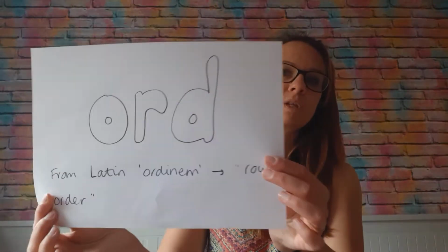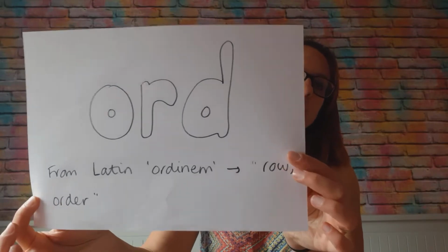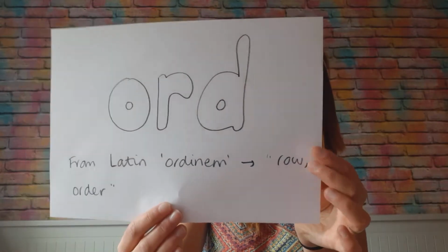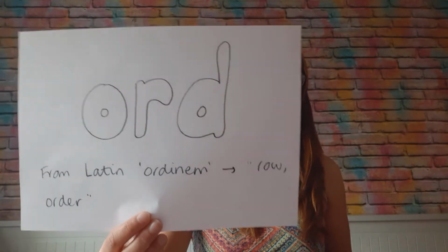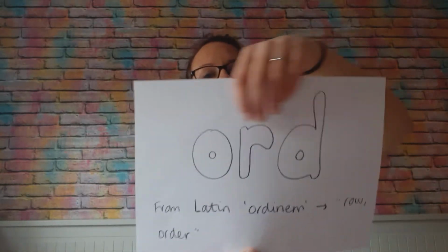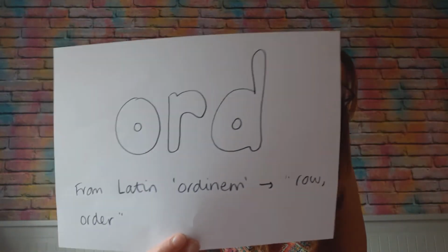So our root word today is this, and that is ord, and you can see there it says it's from the Latin ordinum, and that means row or order. So straight away our keyword in English you'll be thinking there is order, and that's to do with things being in a row, in line, in the right place, in order. Okay, so all our words today are going to be around that root.